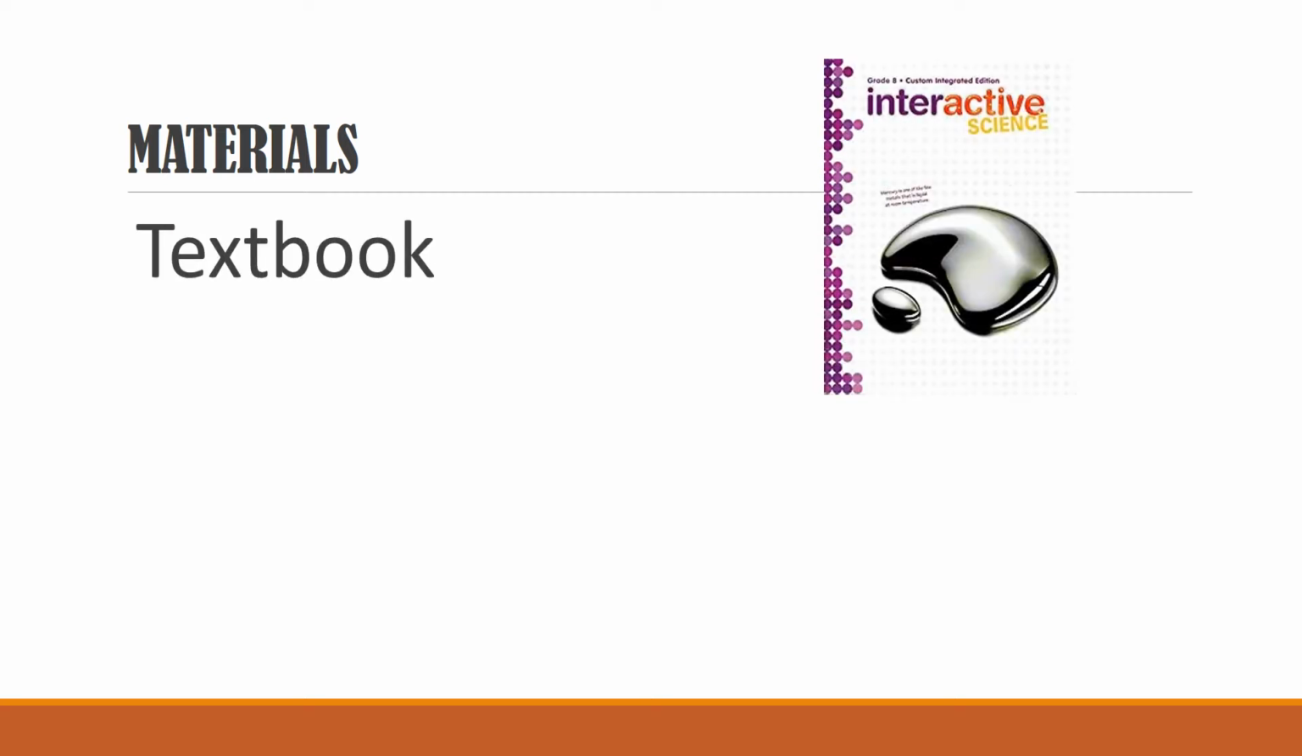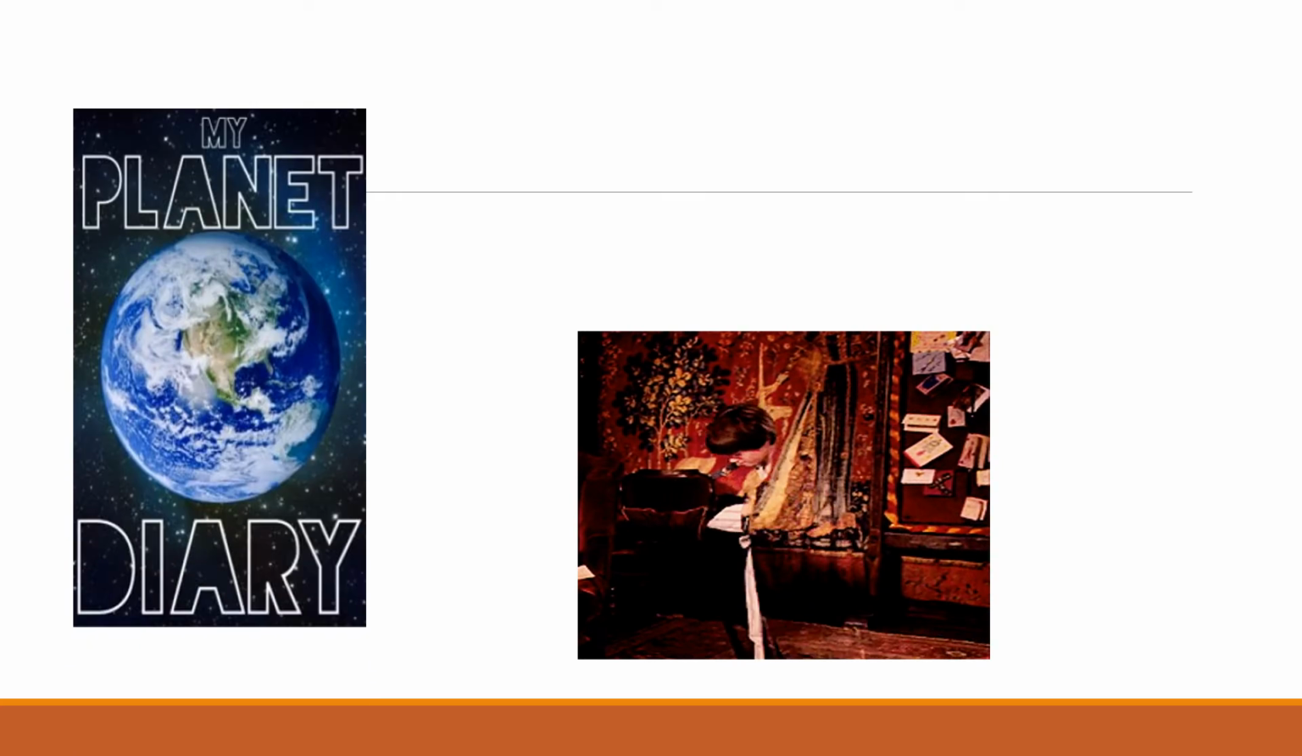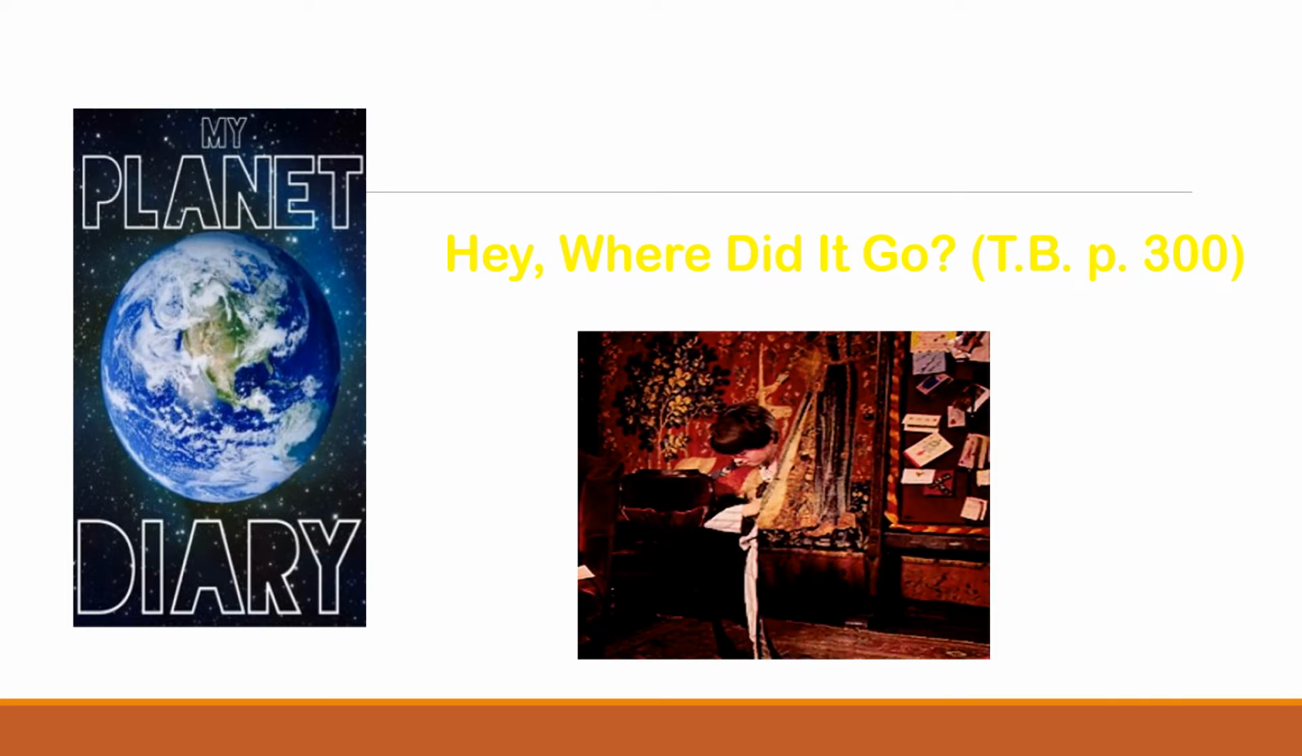So before we proceed with our new lesson, I want you to prepare the following materials with you. First, you have your textbook. The next one, you have your pen. And lastly, your highlighter. I want you to open your textbook on page 300 and read my planet diary entitled, "Hey, where did it go?" I want you to answer the question that follows as well.